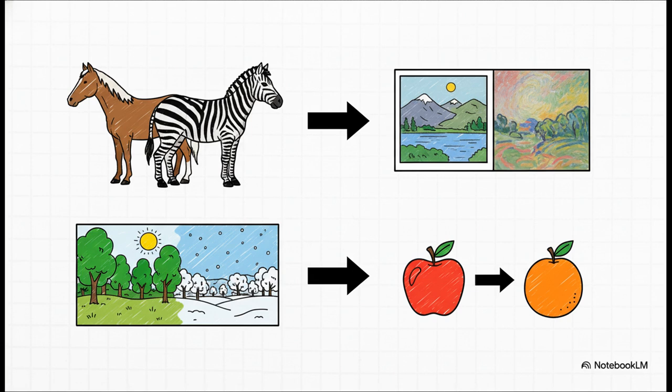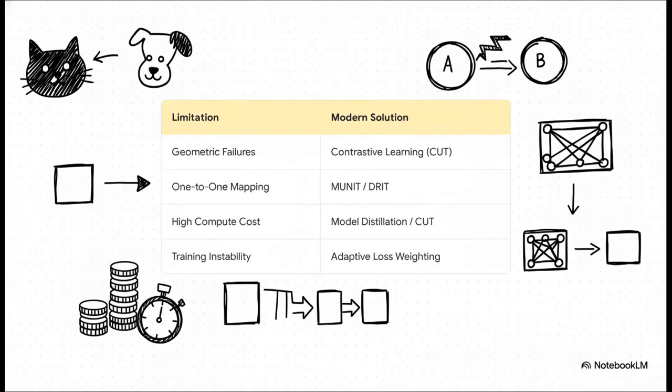And this isn't just for fun. This has real-world uses, in things like improving medical scans or creating tons of synthetic data to train other AIs. But it's not a silver bullet. It really struggles with major changes in shape. It's not going to turn a cat into a dog very well. It also has this limitation where, for one input, you only get one output, whereas a human artist could give you dozens of different styles. And of course, training 4 networks at once is slow and takes a ton of computing power.